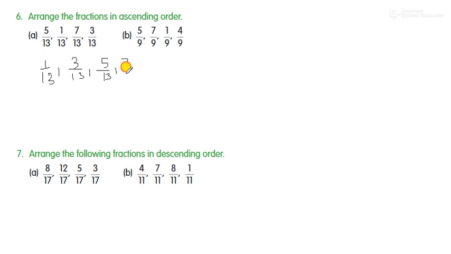Next, 7 by 13. Next, the B bit is 5 by 9, 7 by 9, 1 by 9, 4 by 9. So the first one is 1 by 9. Next 4 by 9. Next 7 by 9. Sorry, 5 by 9. Next 7 by 9.